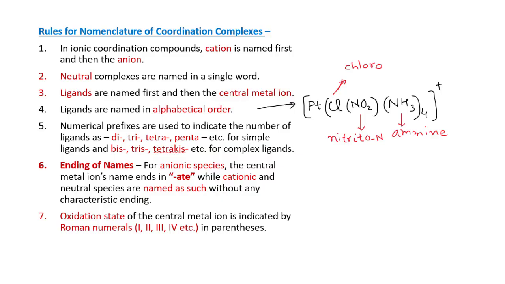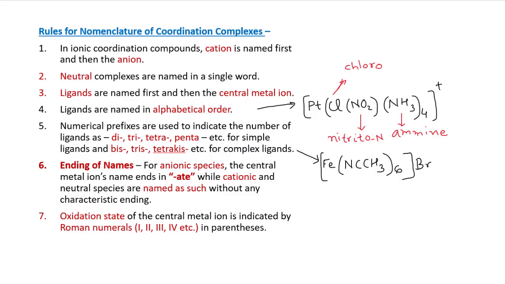Now rule number 5. Rule number 5 says that when we name more than one ligand, which are simple ligands, we put the prefix di, tri, tetra, penta, etc. And for complex ligands, we use the prefix bis, tris, tetrakis, etc. So we can see in one example where we have a complex ligand.